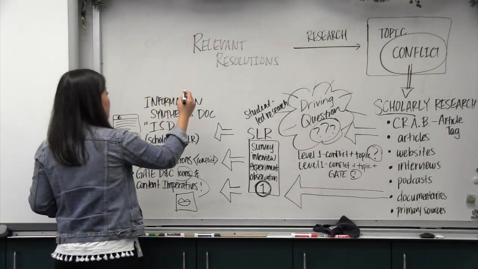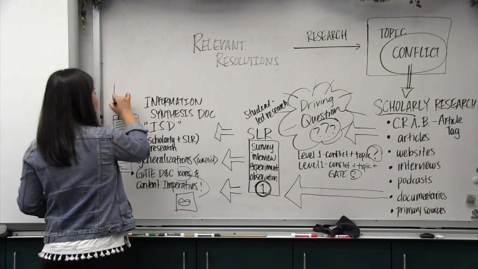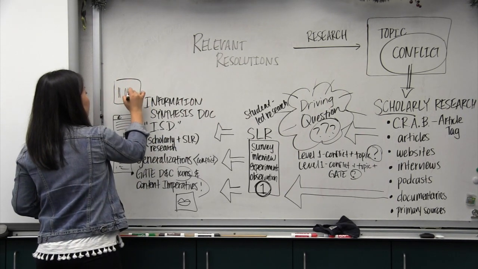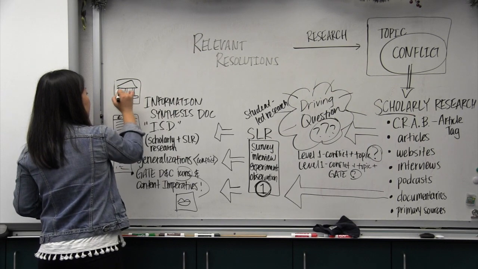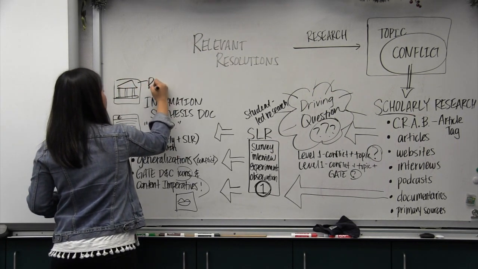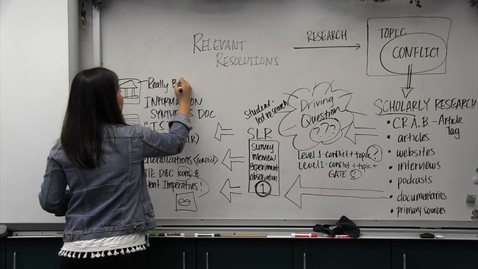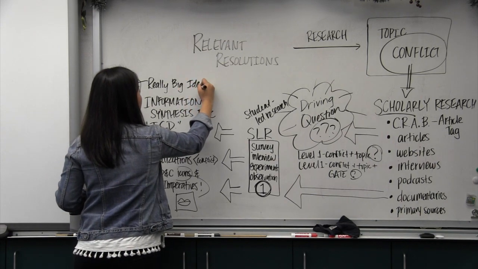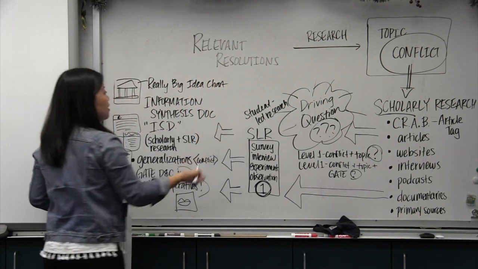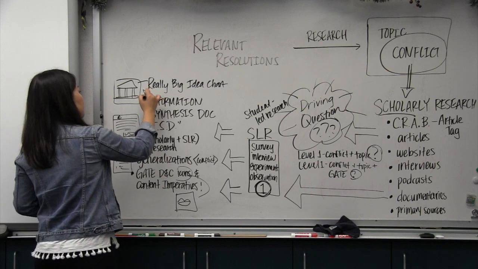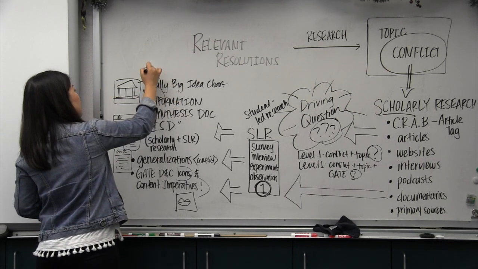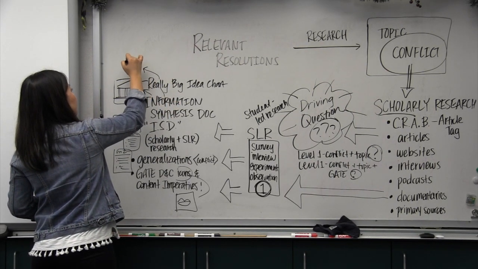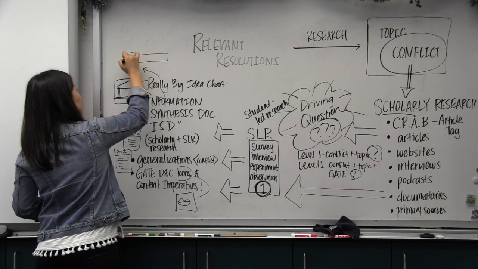You need something called the big idea chart, which actually it's called the really big idea chart, which we give you a template for. So this is called the really big idea chart. This helps us understand which generalizations you chose, okay? And another thing you need in your information synthesis is a relevant resolutions map, which looks like this.